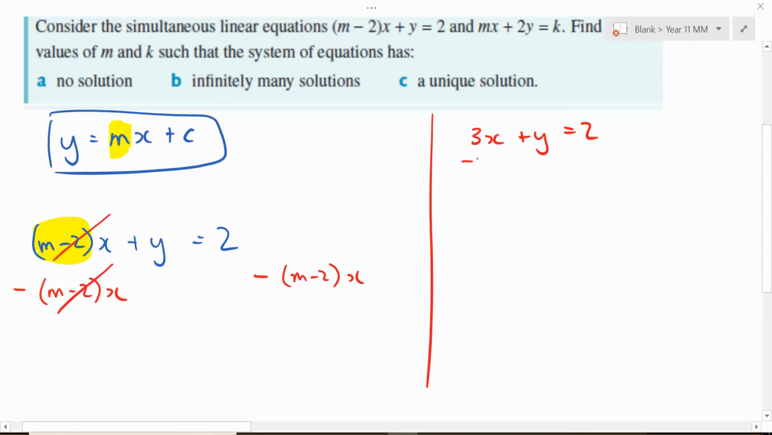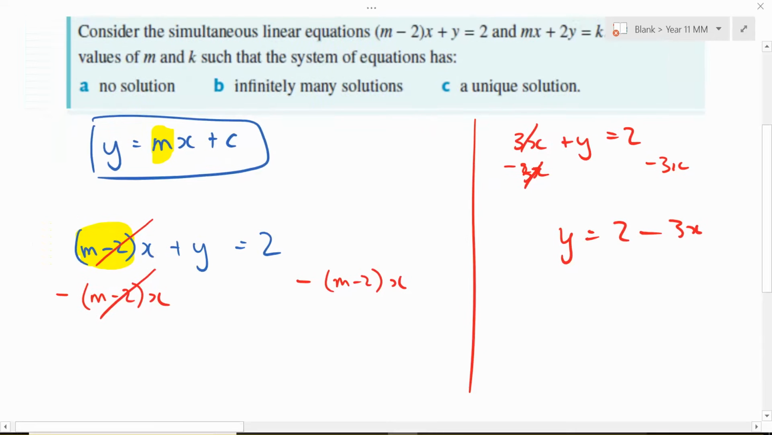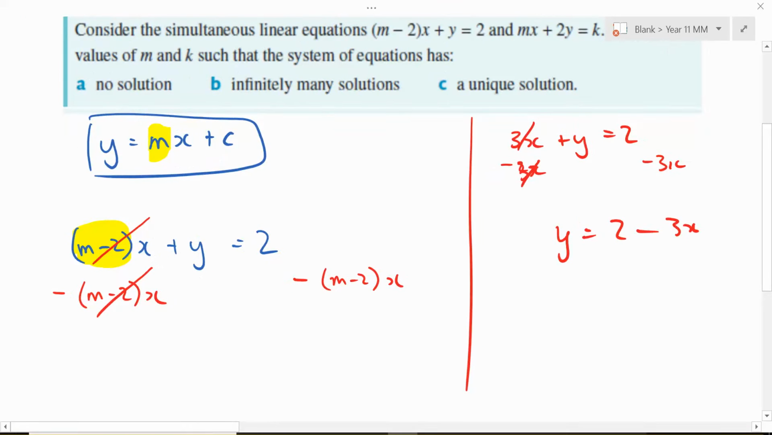If you just simply said minus 3x on both sides, 3x minus 3x cancels out to be 0. True? And then you would have said y equals 2 minus 3x. Now I'm not doing anything different. I'm doing exactly the same over here. See, this is your 3. It just doesn't look like a 3, but it is a 3. Yeah? m take away 2 is a number.